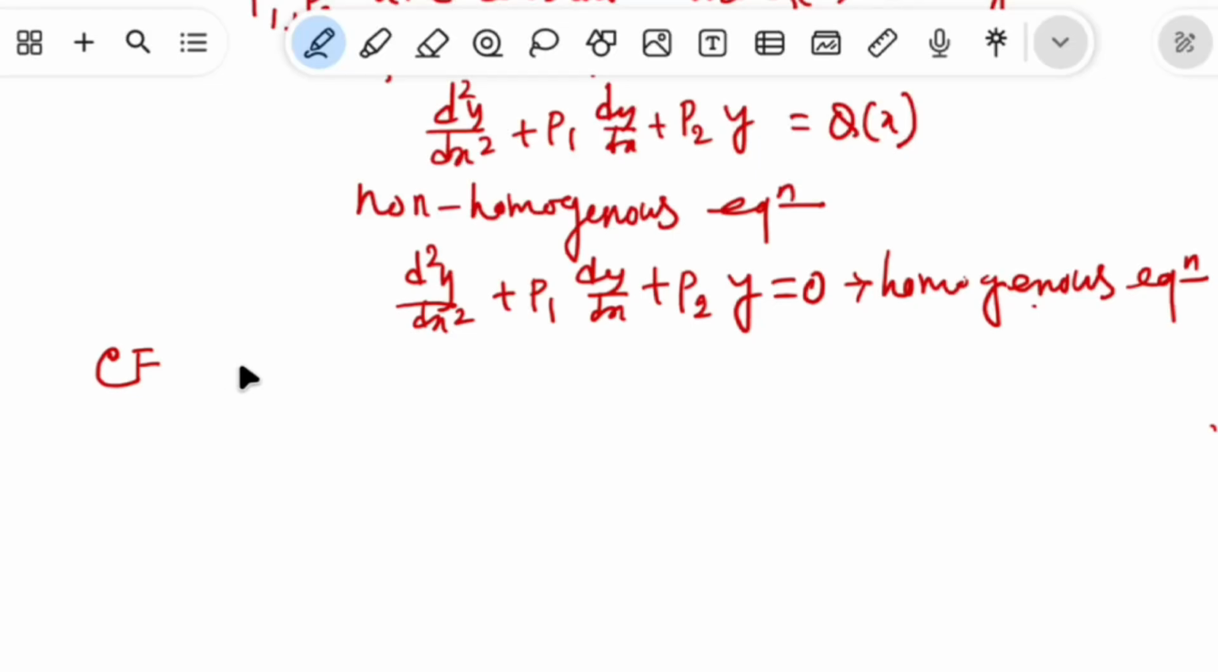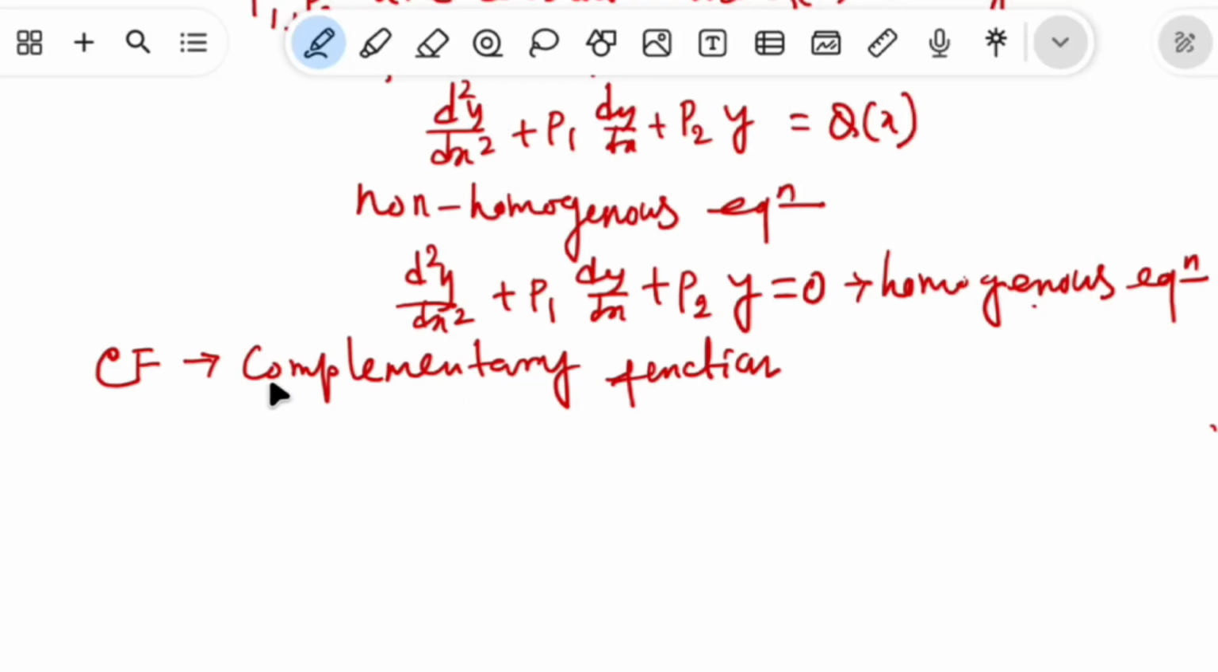Okay, now we will discuss today how to find CF, that is complementary function, for the given differential equation. Now see, if the equation is non-homogeneous, then also we are getting this part d2y/dx2 plus p1 dy/dx plus p2y, and if we have homogeneous equation, then also we are getting this part, right? So if we solve for this part, then we call it CF, complementary function.